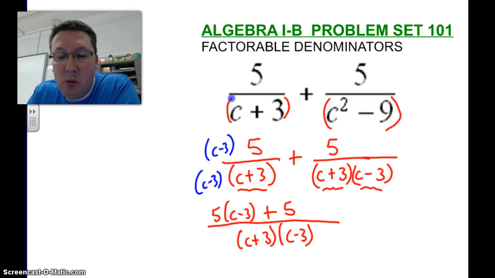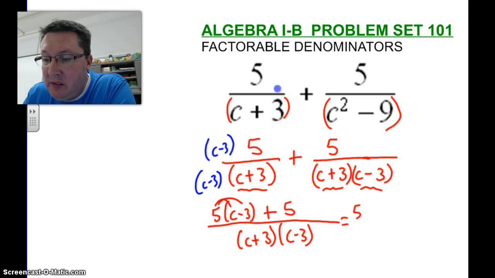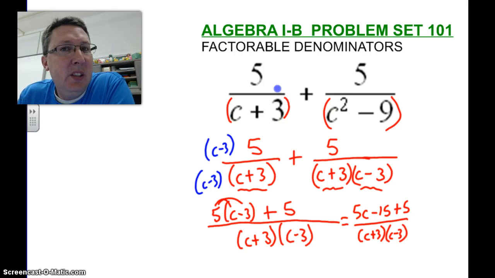And simplifying means we need to go ahead and distribute, and then we'll look to see if we have some like terms. So if I distribute 5 to c minus 3, I get 5c minus 15, and then I still have plus 5. All of that is still over c plus 3 times c minus 3. Now in these problems, I'm not worried about you multiplying out the denominator, only the numerators, because then we'll just look for like terms on top.